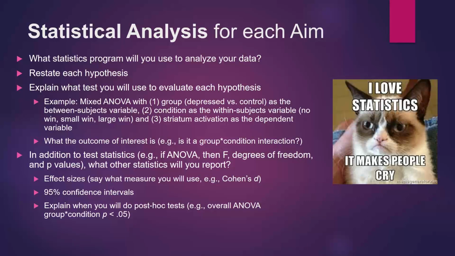Say you are looking for a group by condition interaction. If that overall ANOVA group by condition interaction is less than p.05, then you will do X post hoc tests to determine group differences. How will you correct for family-wise error and multiple comparisons? You're rarely doing just one test per aim. I mean, you can, but reviewers are going to want to see that you're thinking about inflation of type 1 error for running too many tests.